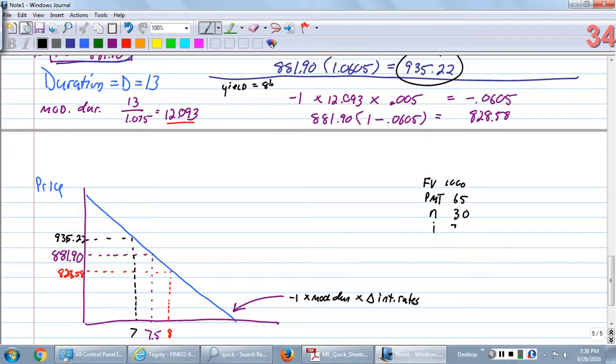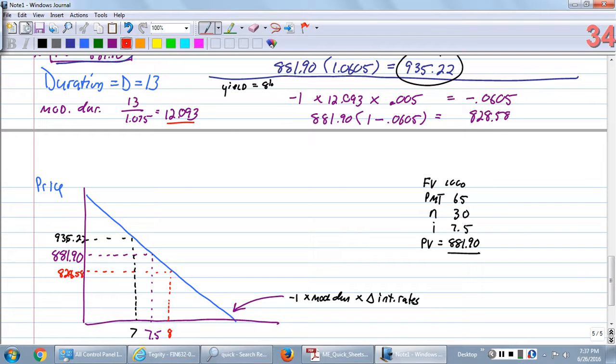Interest rate we said was 7.5, and I said let's solve for PV, and we got $881.90. All right, now I'm going to just get it in my calculator one more time and confirm that. 65 is payment, 30 is N, 7.5 I, solve for PV, and I do in fact get $881.90.